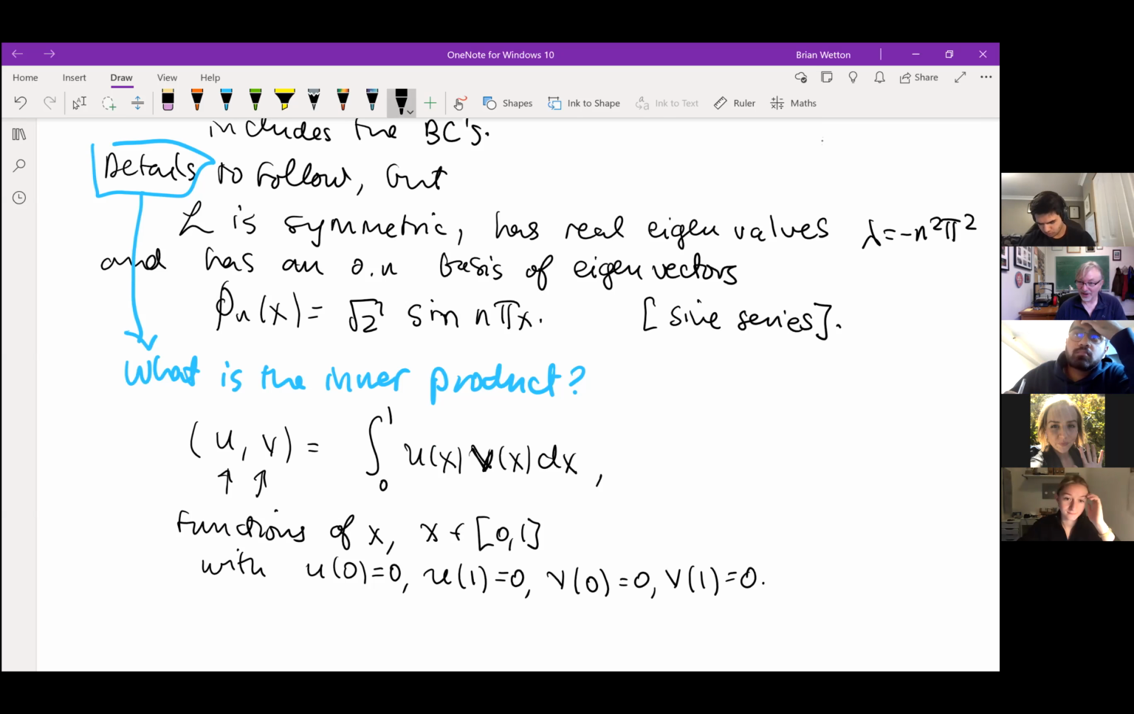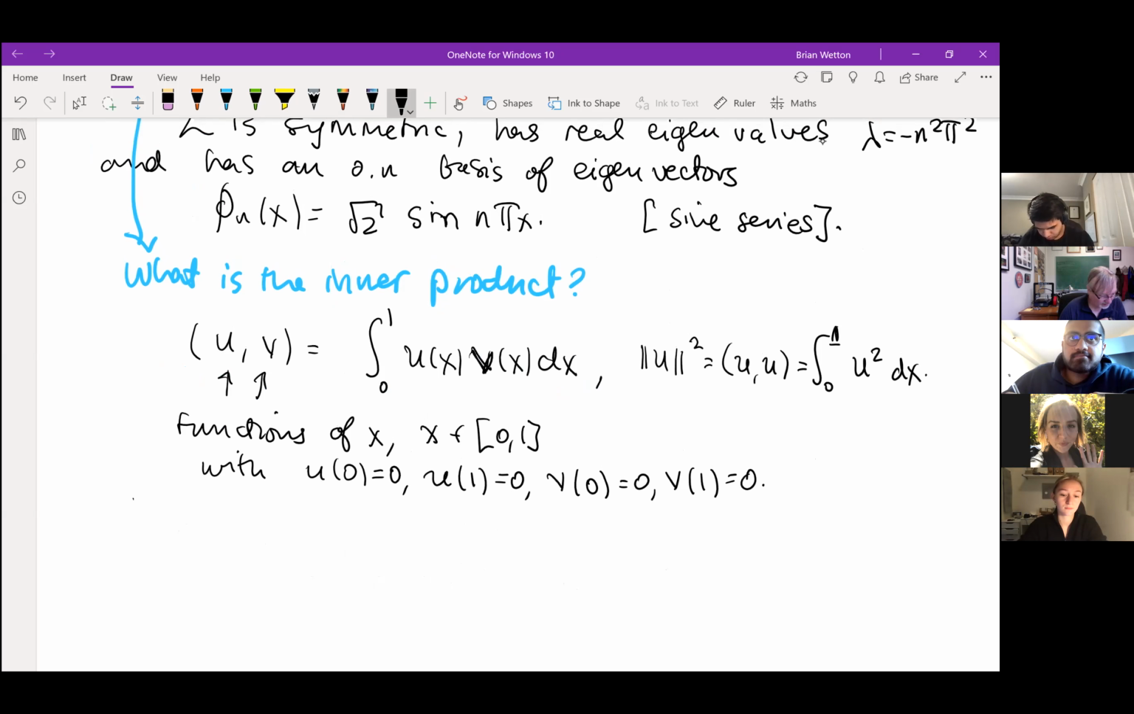This looks an awful lot like ui times vi and sum them up, but just in the continuum setting. And if you look at the norm that would come, squared, that's the inner product of u with u, the integral from 0 to 1 u squared dx. So this is like the mean squared norm that you may have seen in other contexts.